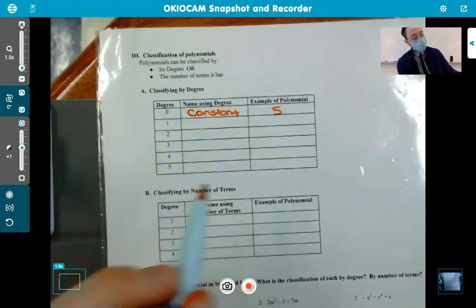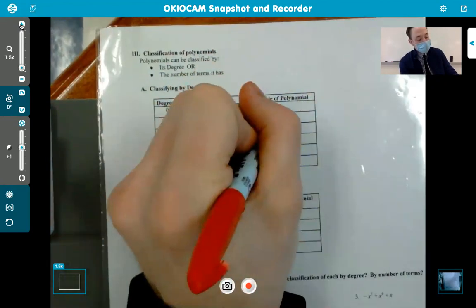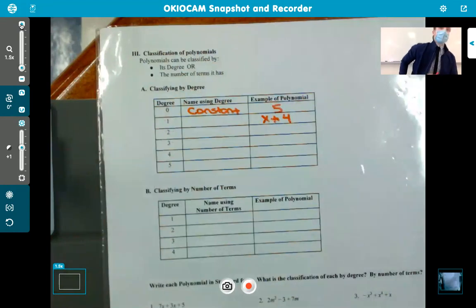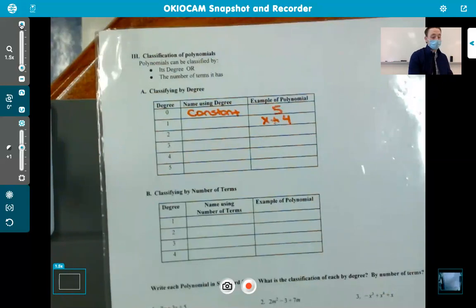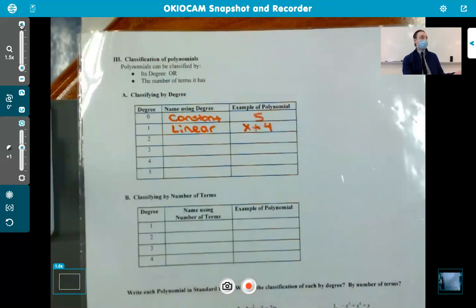If it is of the first degree, so for example, if I have the polynomial x plus 4, right? The highest exponent I see is to the first power. Think back to maybe a previous math class. What do you think the graph of x plus 4 is going to be? It's linear. Good, right? If you were to graph that, it would be a line. So the way that we classify something with a degree of 1 is linear.